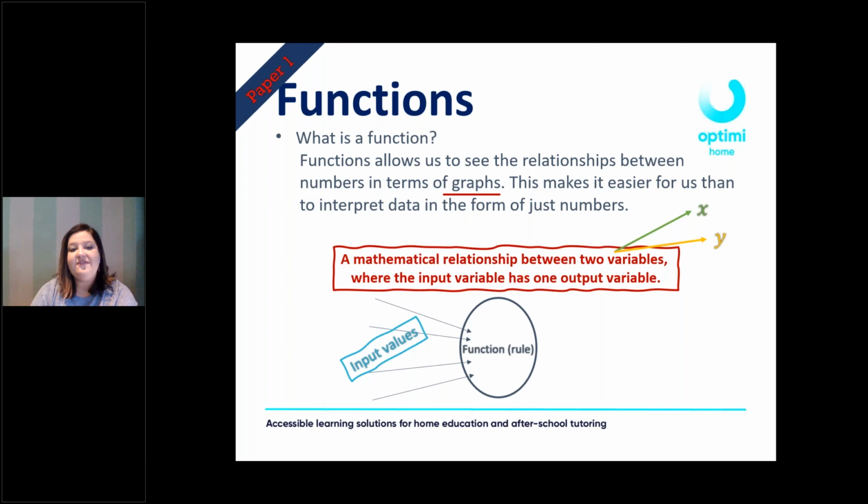Now we said that the input variable has only one output variable. So if I have four values going into this application of the rule of a function, I am only allowed to have one for each of the x values. So if I have four input values, I need to have four output values. And we already said that my input value is my x value and my output value is my y value.